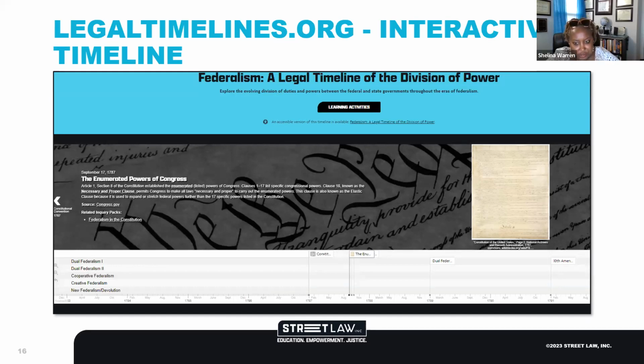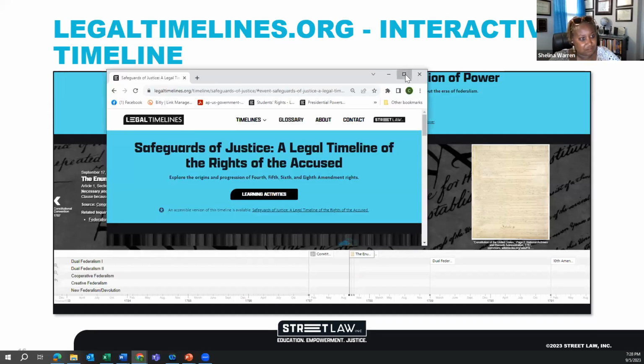For most entries in the timelines, there's a blurb about how this date is significant, and it includes a type of resource, whether it be a linked video, a photograph, or a primary source as examples. And you can see on the screen, it shows the enumerated powers of Congress, and then you have a picture of the Constitution of the United States. And so if you went to a different date, it would show another blurb, and it would have some type of resource for your students to see and interact with.